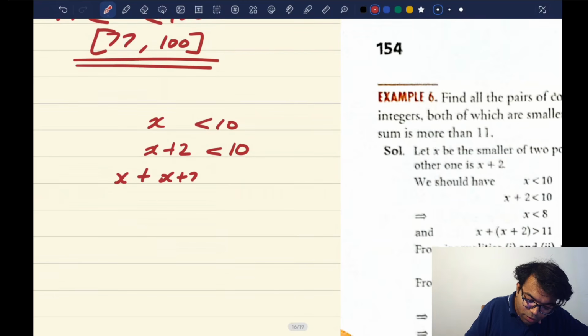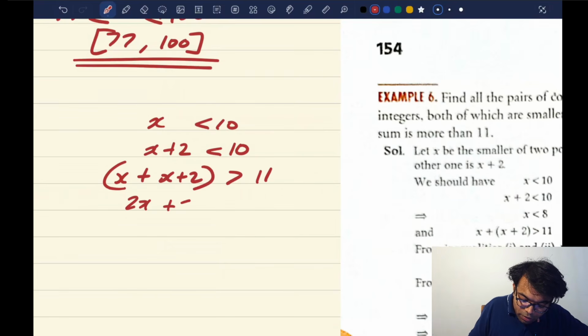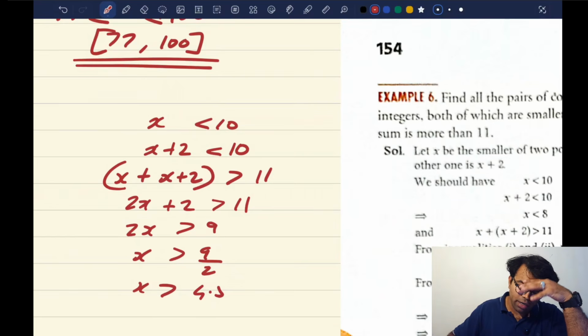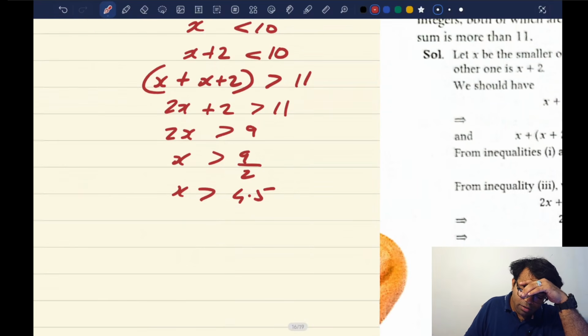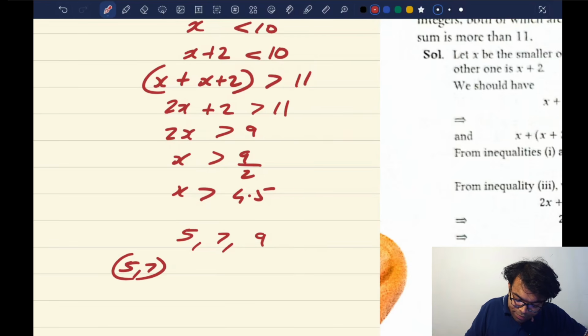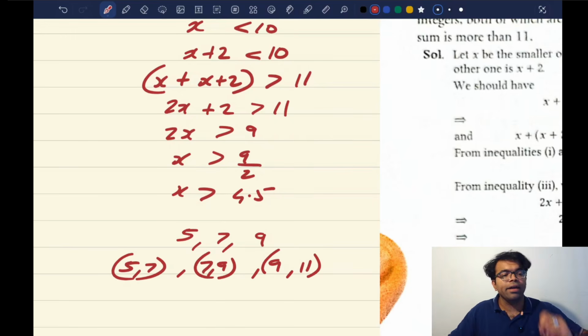x plus x plus 2 should be greater than 11. So 2x plus 2 should be greater than 11. 2x should be greater than 9. x should be greater than 9 upon 2, x should be greater than 4.5. So what are the odd numbers that are above 4.5? You can have 5, 7, 9. So what are the pairs that you can have? 5 comma 7, 7 comma 9, 9 comma 11. Clear?